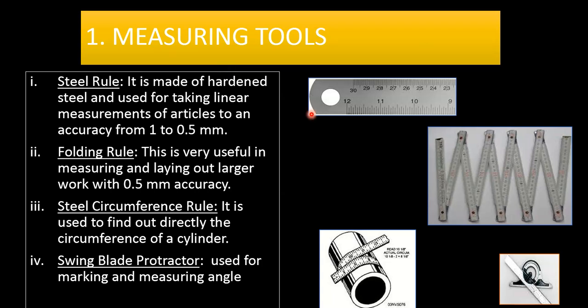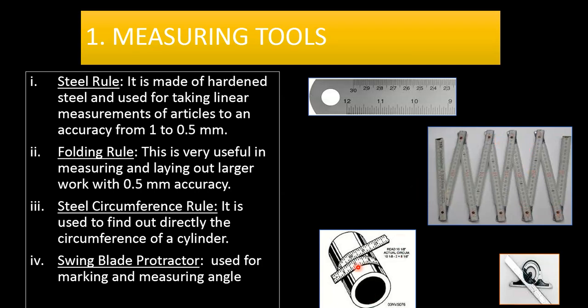So the first one is the steel rule. We are pretty aware of it. Since our childhood, we have been using steel rules, especially in schools. And then we have the folding rules. This is a little bit lengthier than the common conventional steel rule. And this has hinges at the edges, which help it to fold and reduce its total length.